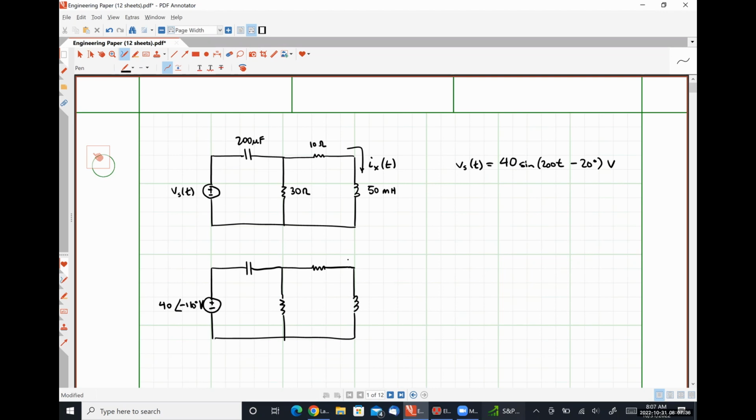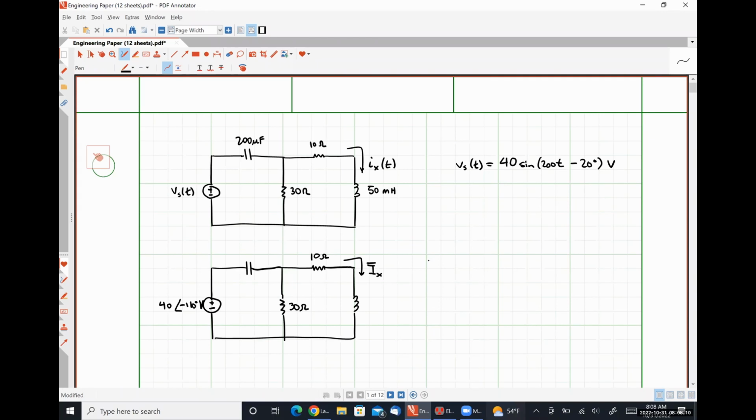Now I'm going to convert my unknown quantity Ix of t into its phasor equivalent. So I literally just write it as Ix with a bar over it. My voltages and currents have been converted. Now I will convert all of my passive components into impedances. As we know, the impedance of a resistor is just the resistor value itself. So the 10 ohm resistor is going to continue being a 10 ohm resistor. The 30 ohm resistor is going to continue being a 30 ohm resistor.